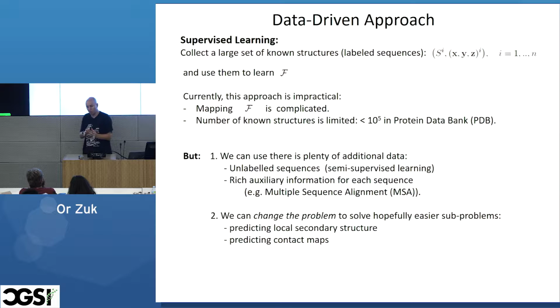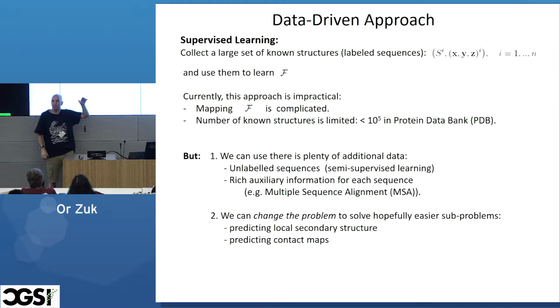Another approach is for each sequence, you can add auxiliary information, additional information that may help you in prediction. Right, so we're still talking about the labeled data, the sequences where in the training set you have your known structures, but in addition to the sequence S, we might add other information that can help us in prediction.